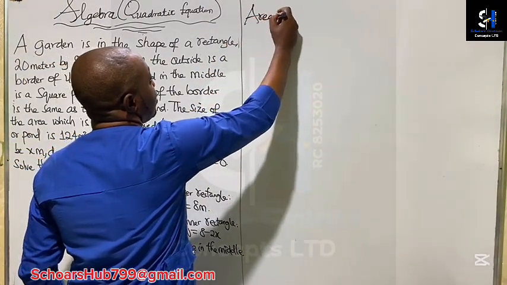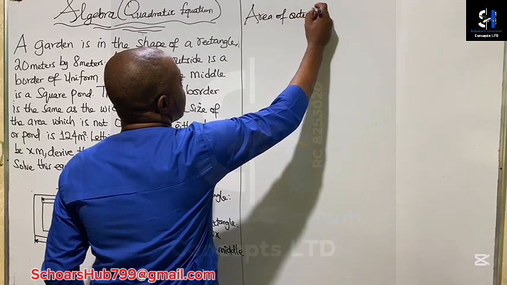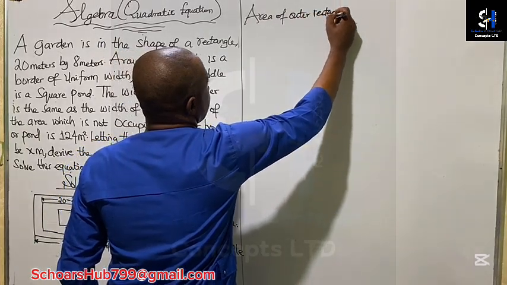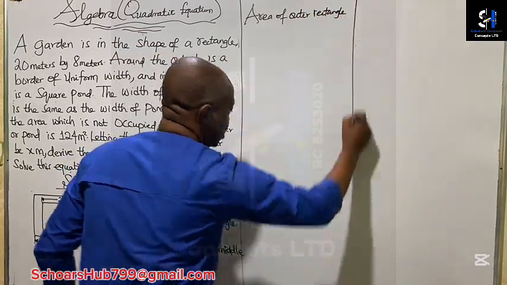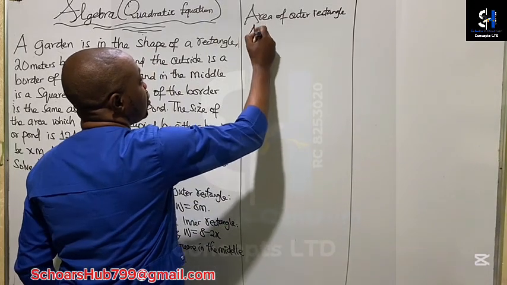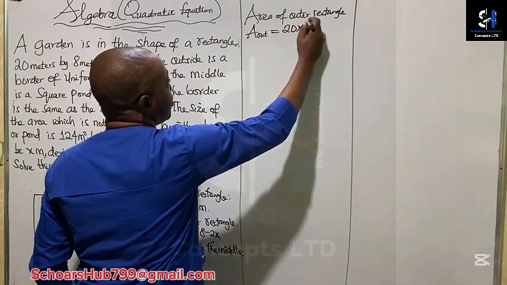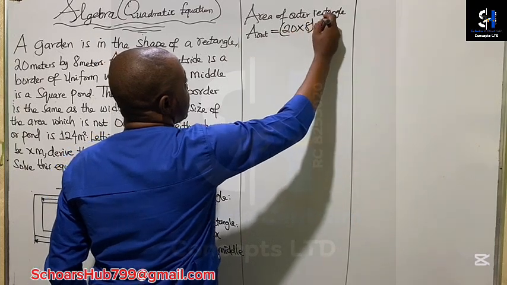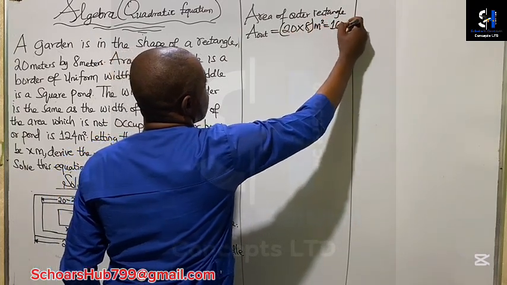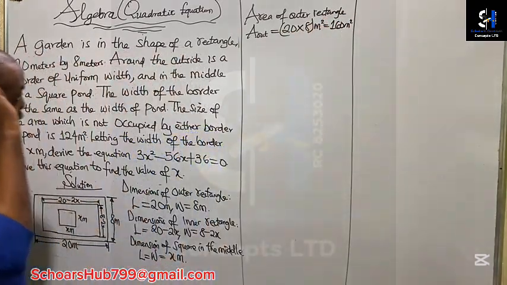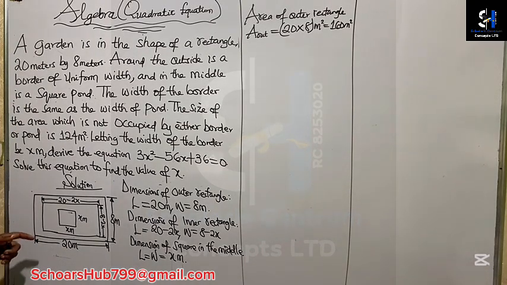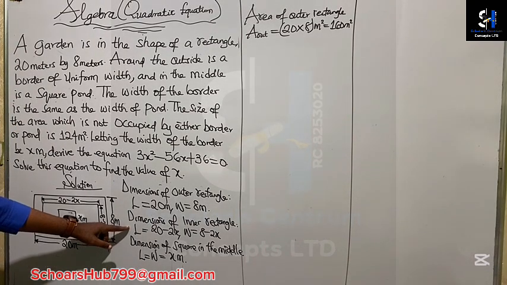Now the area of the outer rectangle would be 20 multiplied by 8 in square meters, and that'll be 160 square meters. Okay, fine. Now let's write the expression.